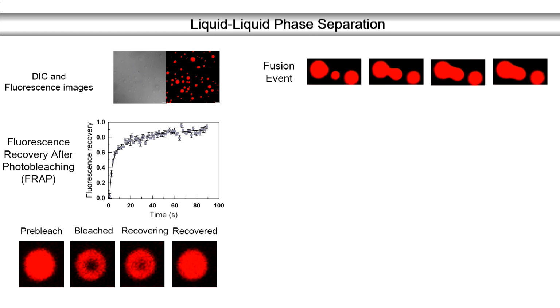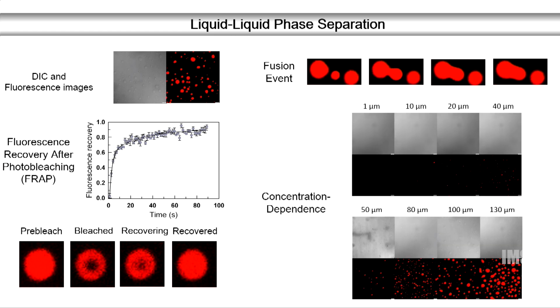You can see this droplet that is coming towards this larger droplet, and it fuses, and then it fuses even more so. And there is also a nice concentration dependence that we see here. At low concentrations of the protein, about 1 micromolar, you see no condensate formation. But as you increase the concentration, you start seeing these droplets.